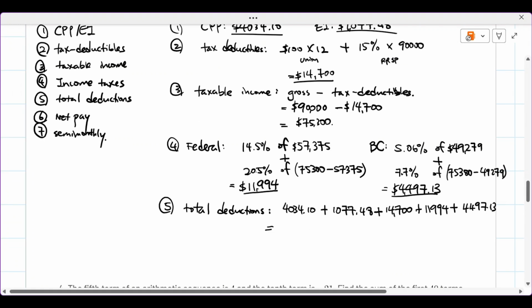And so the total deductions is going to be 4034.10 plus 1077.48 plus 14700 plus 11994 plus 4497.13, equal to a total of 36302.71. A lot of money taken away from the paycheck, but that's okay.